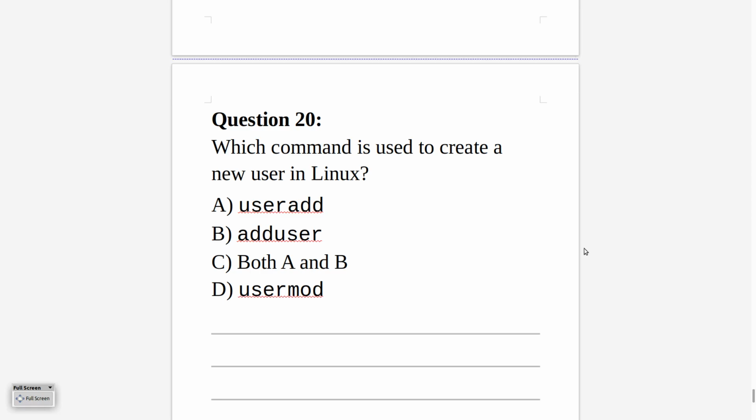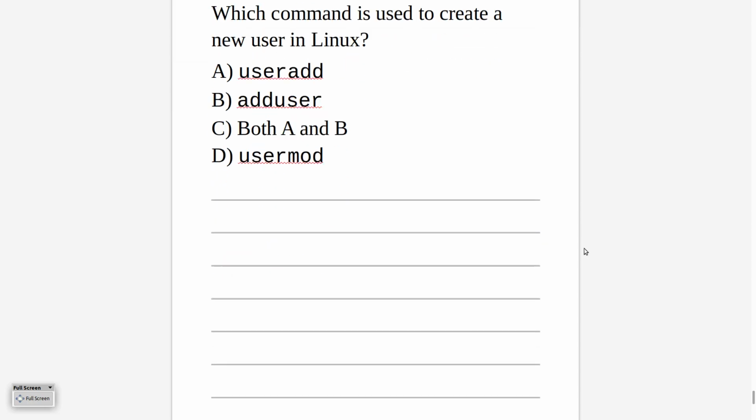And finally, we're on the last question, number 20. Which command is used to create a new user in Linux? Is it useradd? Is it adduser? Is it both A and B? Or is it usermod? I'm pretty sure that it's useradd. At least that's the one that I use. Maybe there's adduser as well, but I'm perfectly happy to say that the only command I know and the only one I really care for is useradd. It's not usermod. That is for changing things like group membership, but we just want to create a new user. So I'm pretty sure it's useradd.